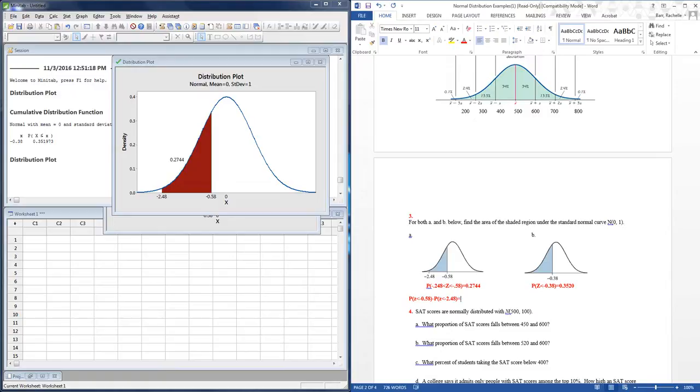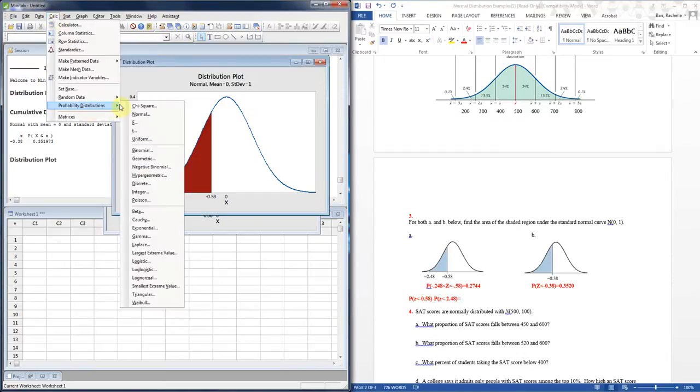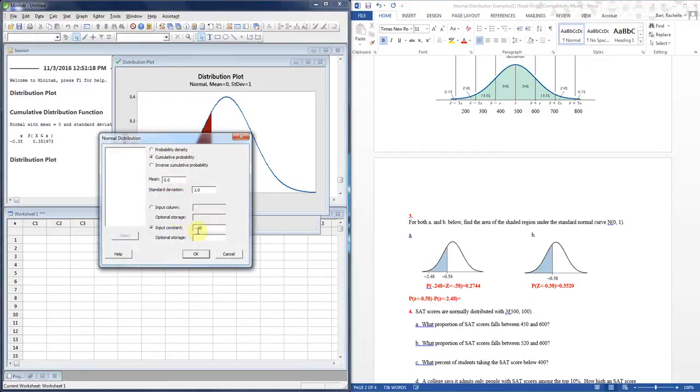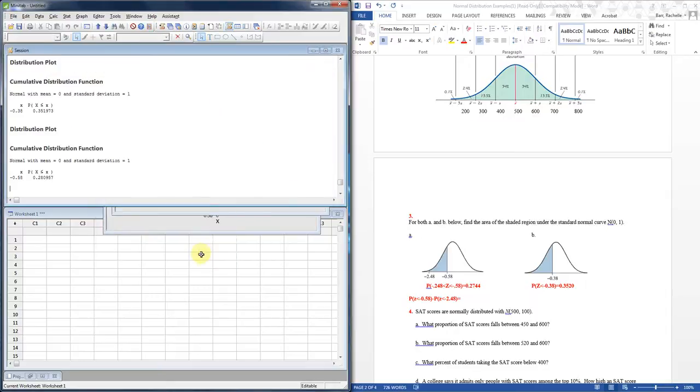It comes out exactly the same, so you can literally pick whichever one you want. So, just so you're aware, a little bit of a difference on that. So we'll go up to calc, probability distribution, normal, and here I'm going to be inputting the constant. Let's do the negative 0.58 first, and hit OK. So that value would be 0.280957 minus, and now I need to go up and do it again.